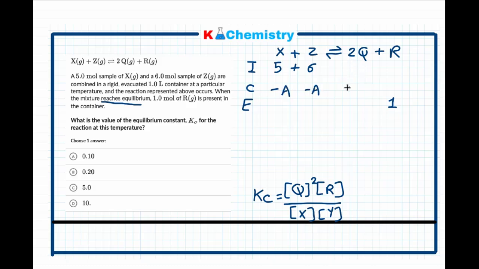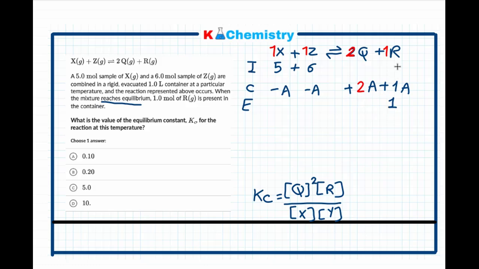And this one will increase. It will become plus. But is it A or 2A? It will become 2A. But why will it be 2A? Because the ratio is 1 to 2, so the ratio is 1 to 2 to 1. So this one decreases by A and this decreases by A. This increases by 2A. I just used A instead of X because X is already in the equation. Then I will write plus 1A.